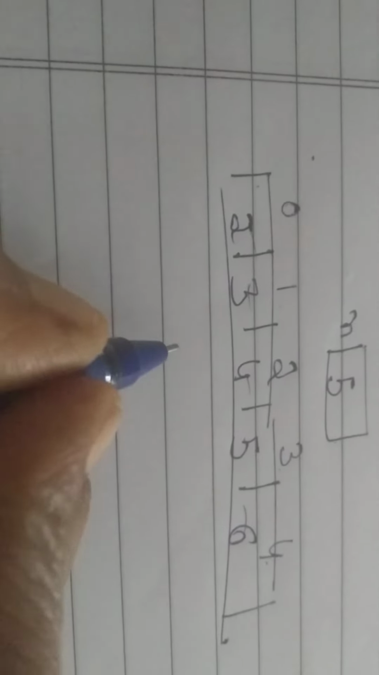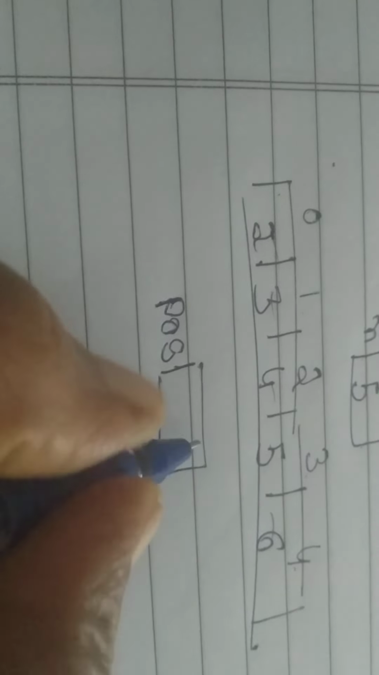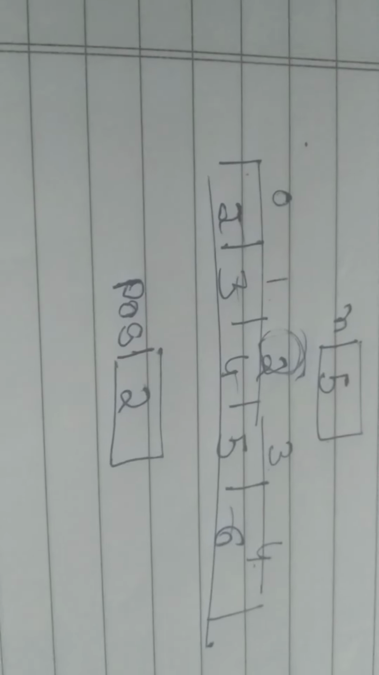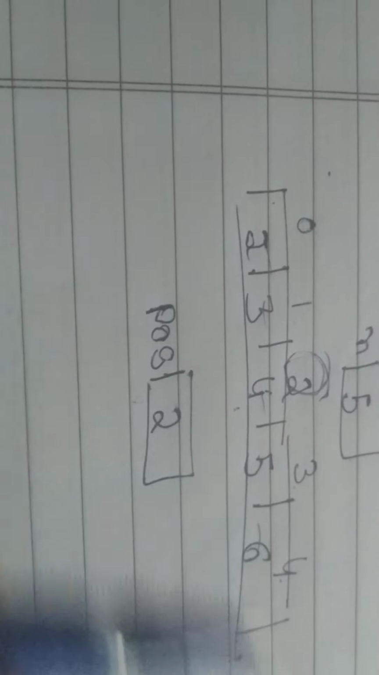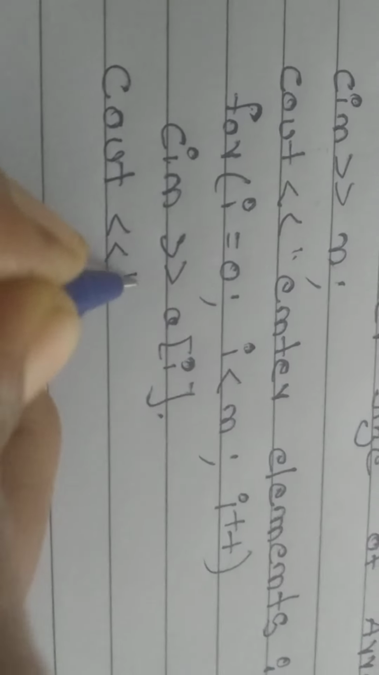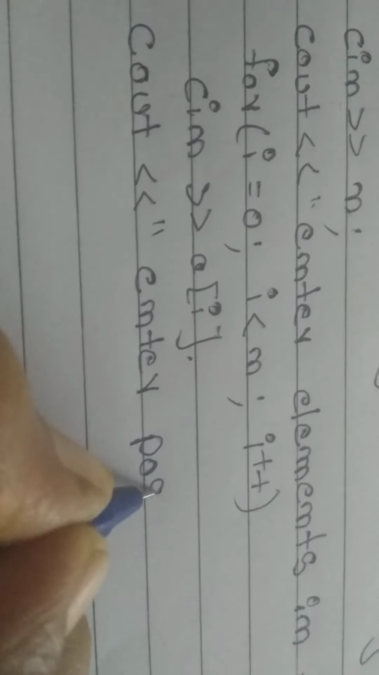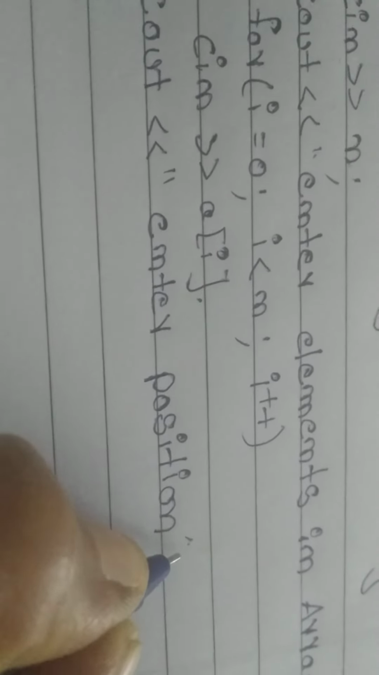Okay, so now what are we going to do? We need to tell the position from where the element should be deleted. For example, I want the element in this position to be deleted, or the element in this position. That we should ask, no? Everything we should ask the user. First the user should give us the data. Cout, enter position. We need to tell the position from where the element should be deleted. Okay, and endl.